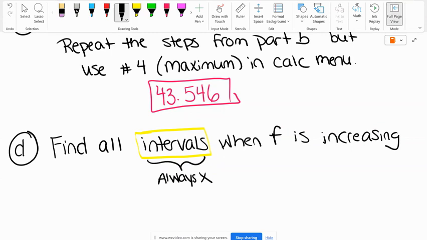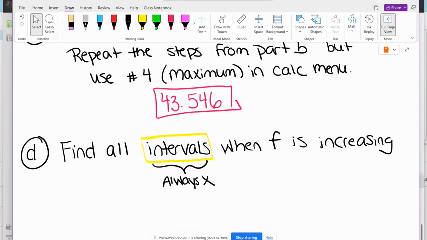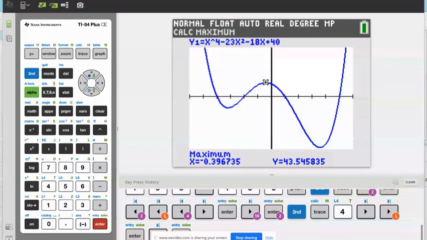It's always the domain. So I want to go back to my graph and figure out where it's increasing. In what intervals is it increasing? Now this is the whole graph, not just a specific part of it. We always read a graph from left to right. From left to right, we're going down, down, down, down, up until this point, and then we're going up, up, up. So we're going down to the minimum, then going up from the minimum point to the maximum point.